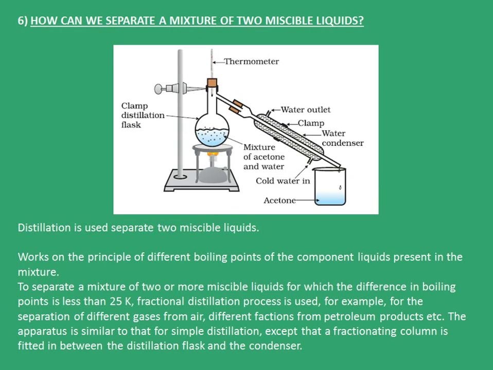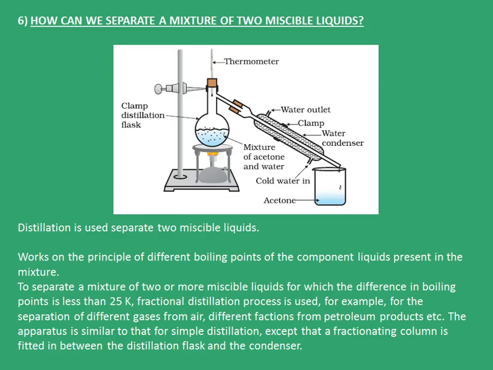The sixth one is, how can we separate a mixture of two miscible liquids? Earlier, we had seen separation of two immiscible liquids. Now we will see separation of two miscible liquids. In this case, distillation is the process that is used. It works on the principle of different boiling points of the component liquids present in the mixture.